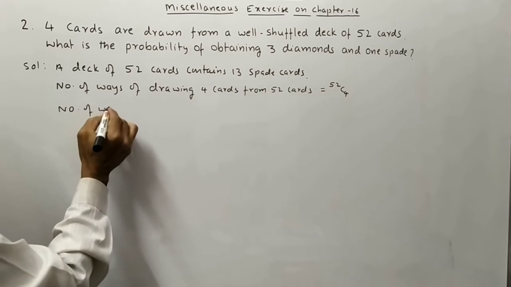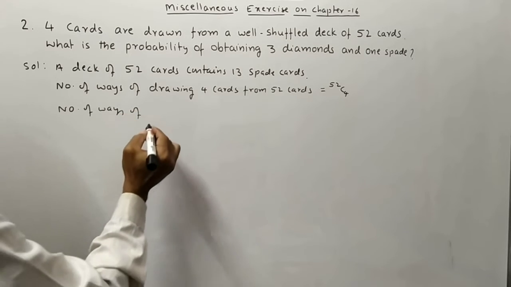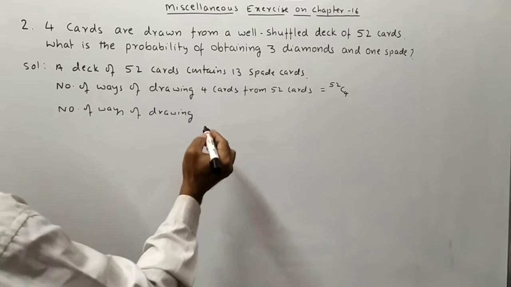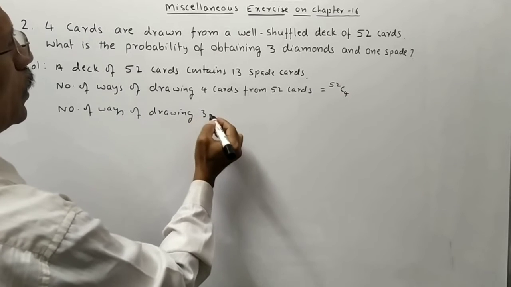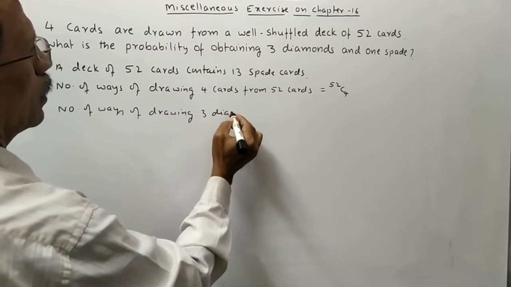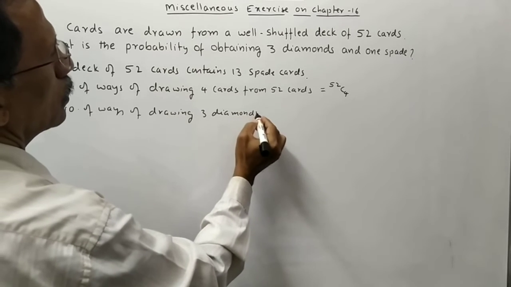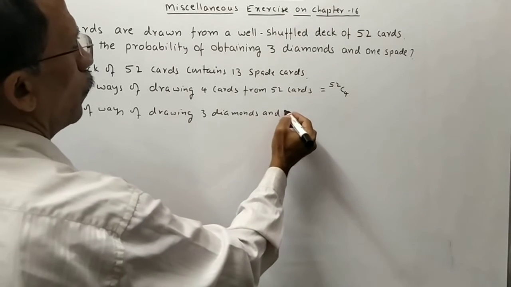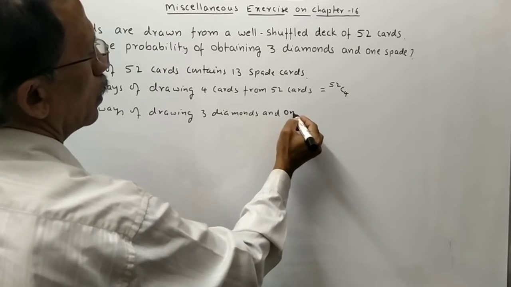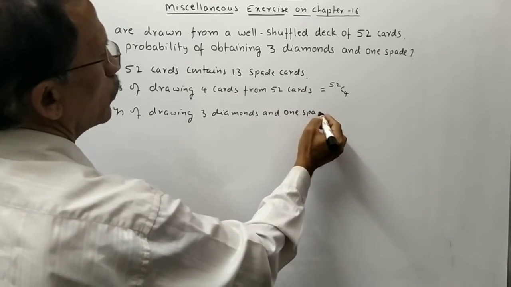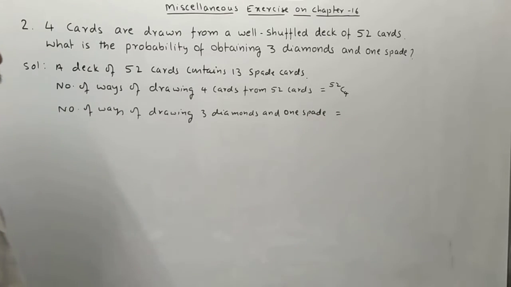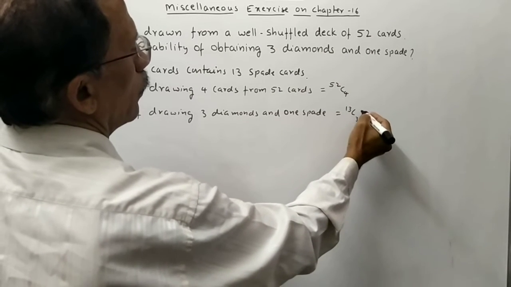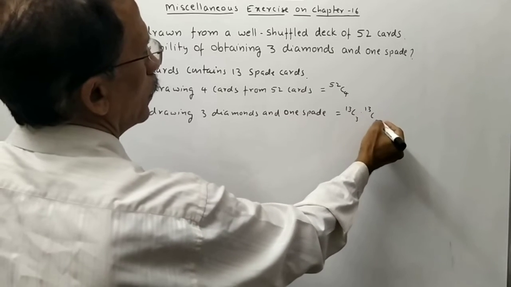Number of ways of drawing 3 diamonds and one spade is equal to 13C3 into 13C1.